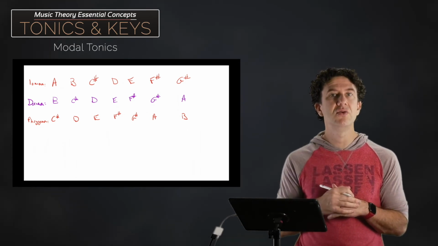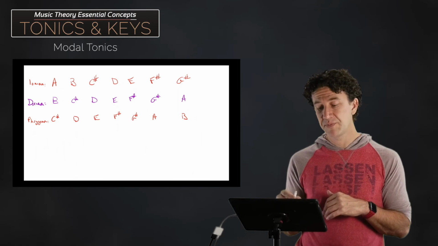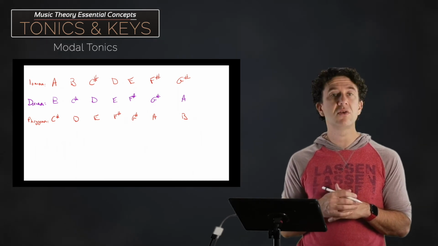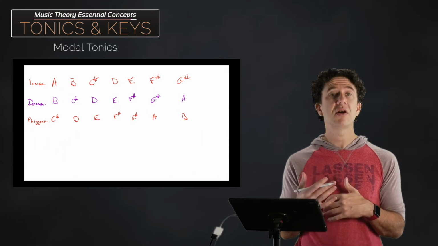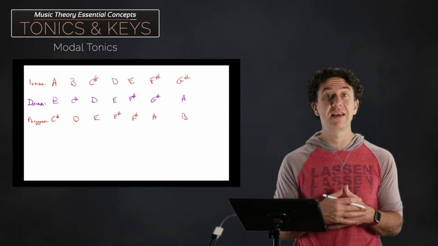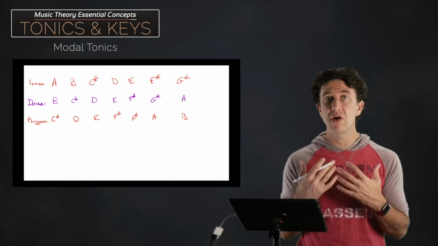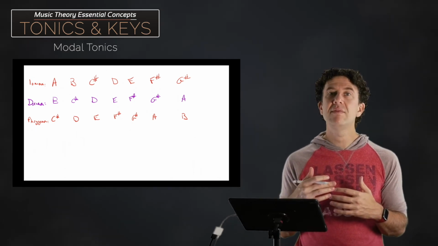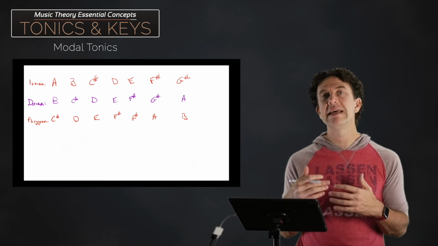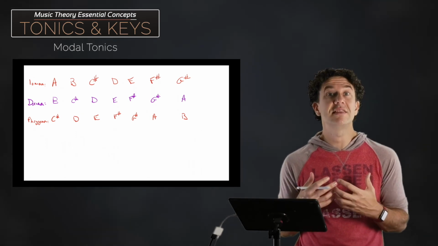But let me get back to this question of why we would still call B in B Dorian a tonic and C sharp in C sharp Phrygian a tonic, even though these notes are drawn from the key of A major. What it means to be playing music in B Dorian is that B now feels like our tonic.